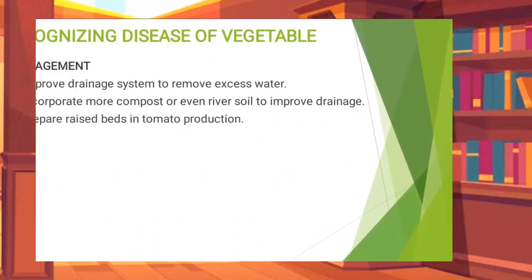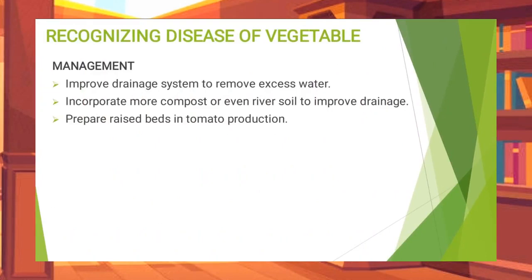So management: so improve the drainage system to remove excess water. Then incorporate more compost or even river soil to improve drainage. So prepare raised beds in tomato production.